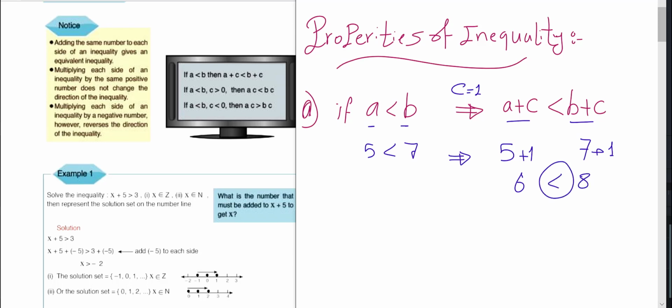So here the sign of the inequality doesn't change. Less than, and here less than. So when we add the same number to both sides of the inequality, the sign of the inequality doesn't change.